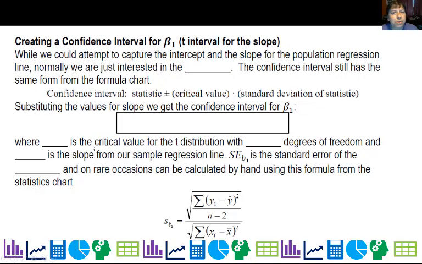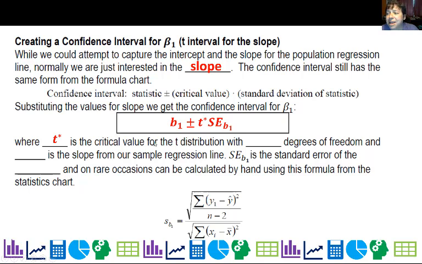Now we get to our main goal of this lesson, which is to create a confidence interval for the slope. What could the possible true values of the slope be? Well, we could attempt to capture the intercept, like I said before. Most of the time we're concerned with the slope. And it has the same form as what we have on our math chart. It's basically your statistic plus or minus your critical value times the standard deviation for the statistic. So in this case, B1, T star is the critical value right there.